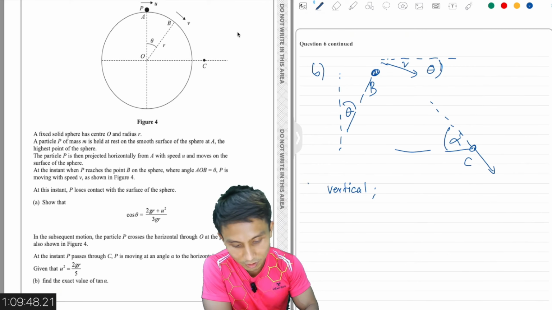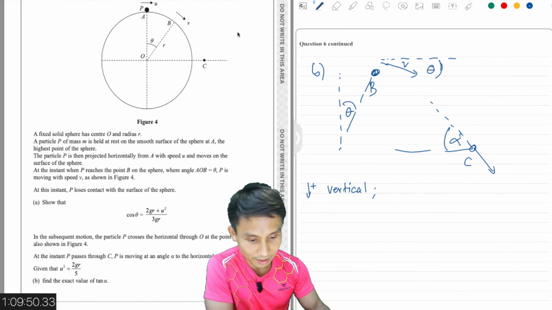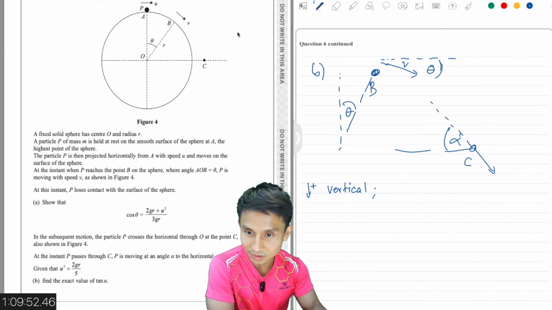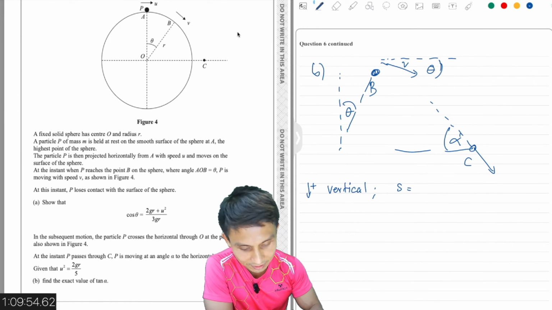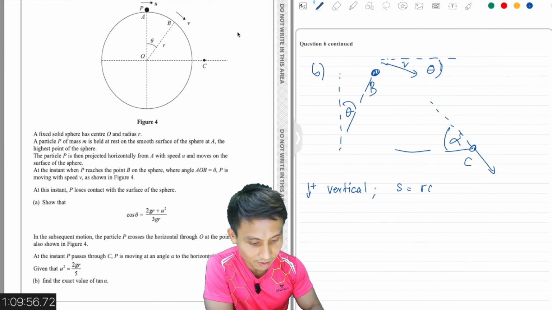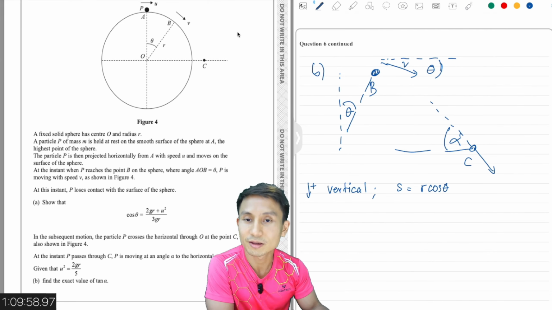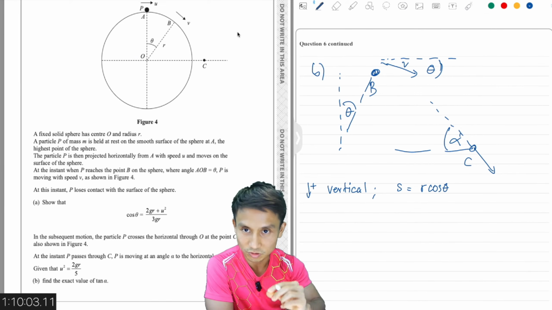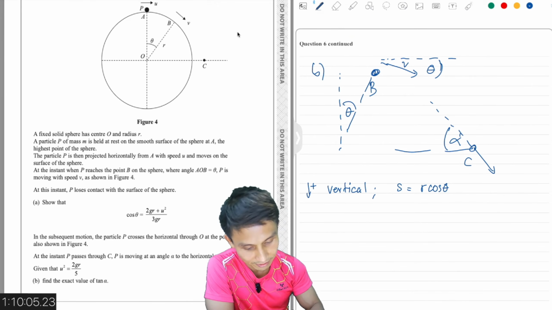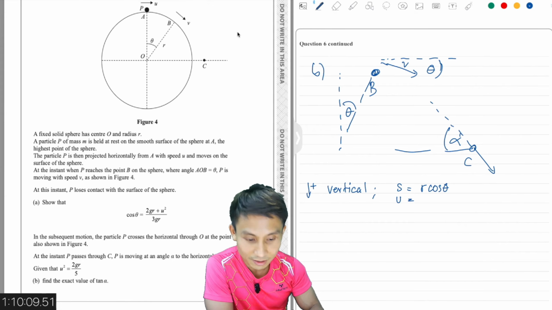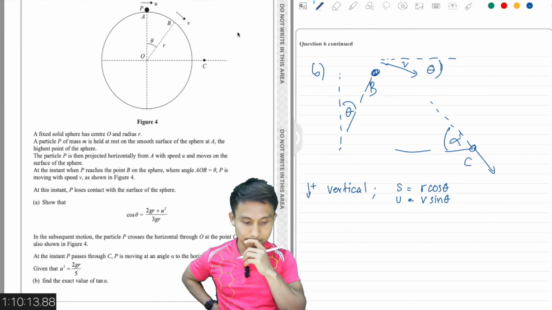We're just going to do downward as positive, if you don't mind, because it's going down and g is down. So S is going to be r cos theta, the distance fallen from point B to the horizontal vertically. And u is just the V there, V sine theta.